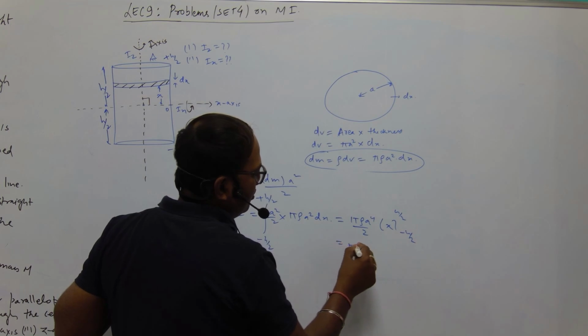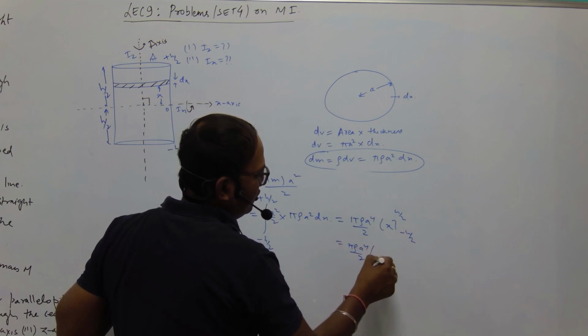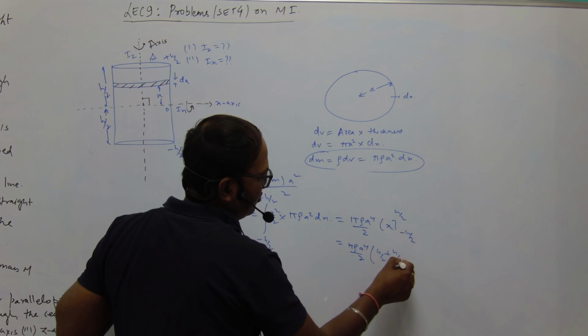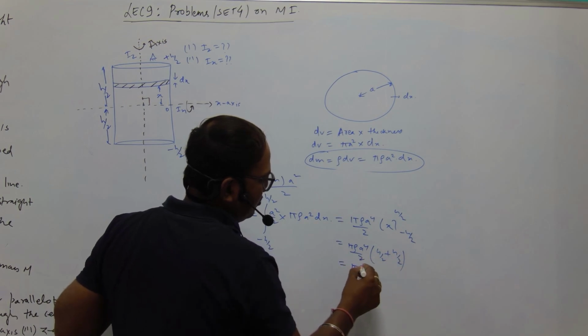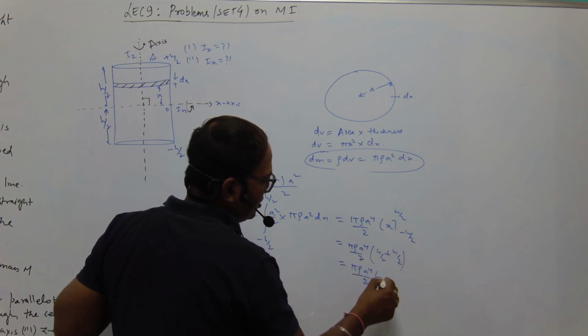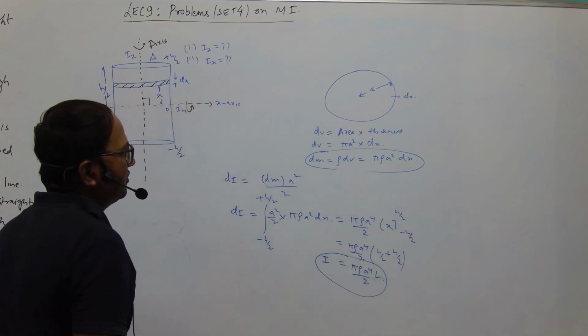So this is πρa⁴/2 into (h/2 + h/2). This is h. This is πρa⁴/2 into h. This is the moment of inertia of the cylinder. Let us place the value of rho.